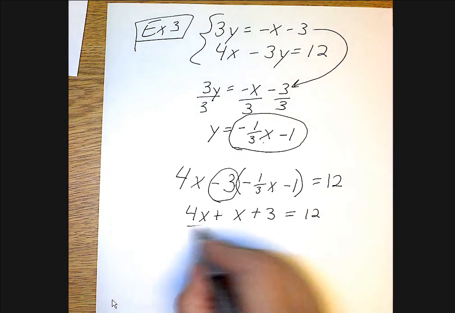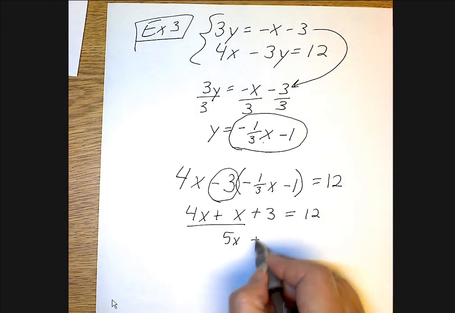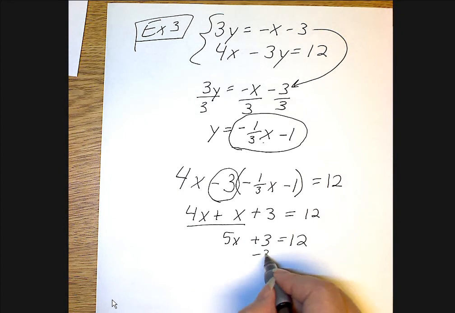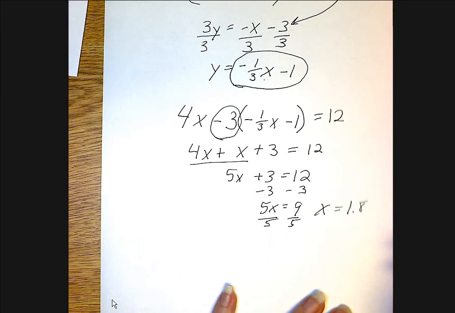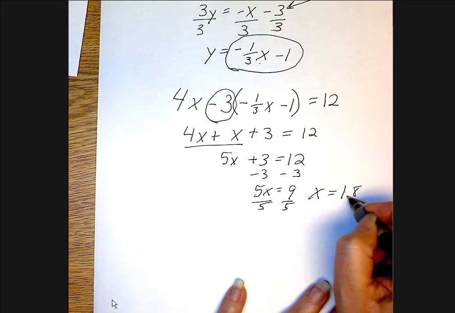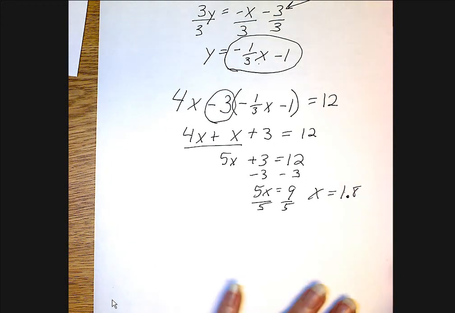Combine like terms. So I have 4x plus x is 5x. Plus 3 is equal to 12. Subtract my 3. I have 5x is equal to 9. And then simply divide by 5. X is equal to 1.8. You might not think that 9 divided by 5 is going to be a whole number, and it's not, but it's not repeating, it's actually 1.8. So now we have 1.8 for our x.